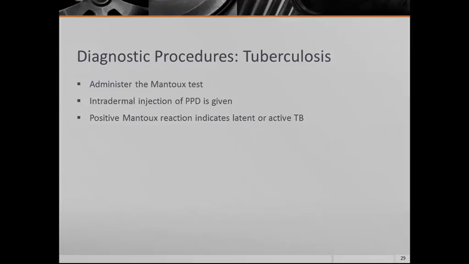PPD tests or Mantoux tests, if you have had a Mantoux test within a year and that year has not lapsed, you can have a one-step test. If that year has lapsed, you will need a two-step test, and the second test needs to be 1 to 3 weeks after the first. After administration of the PPD, the patient will have to wait 48 to 72 hours before the test is read.